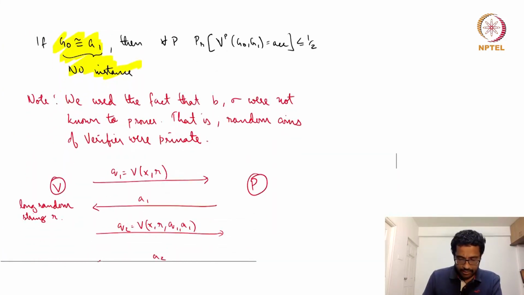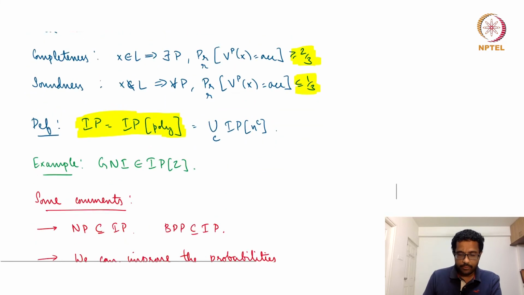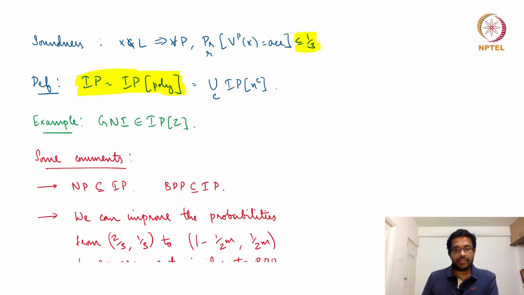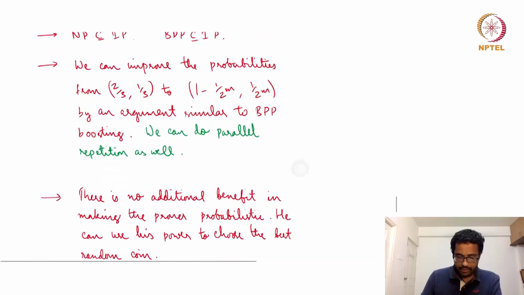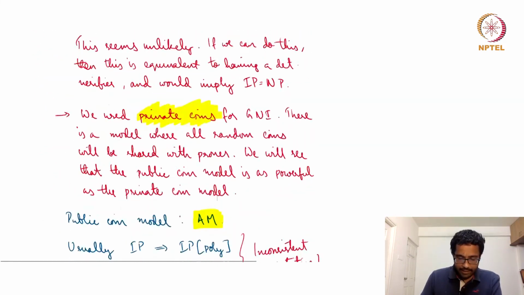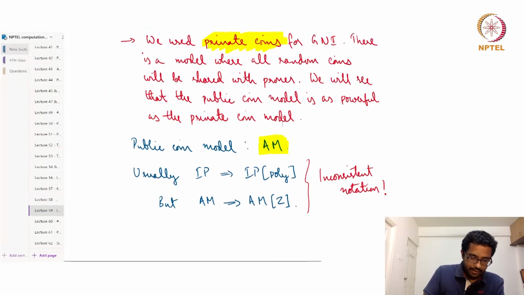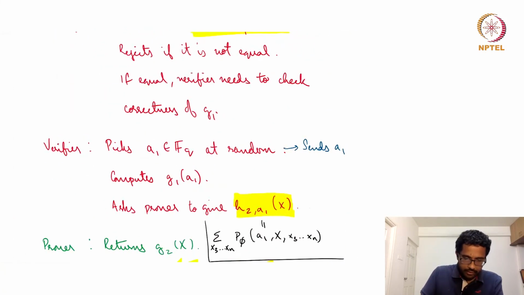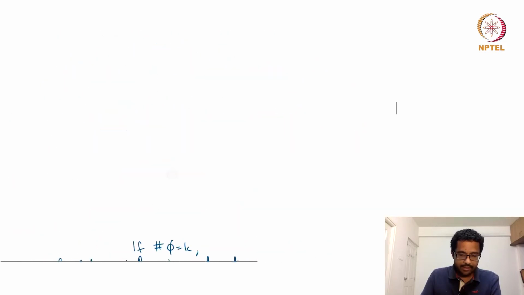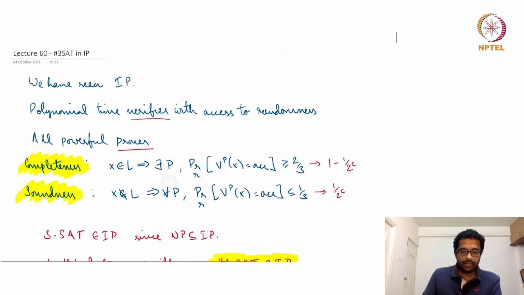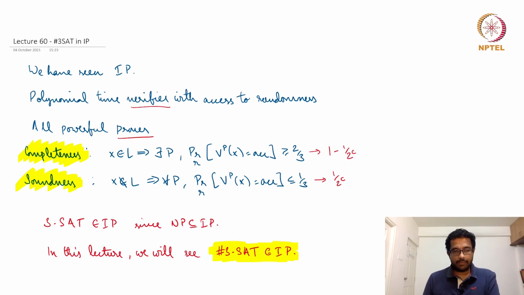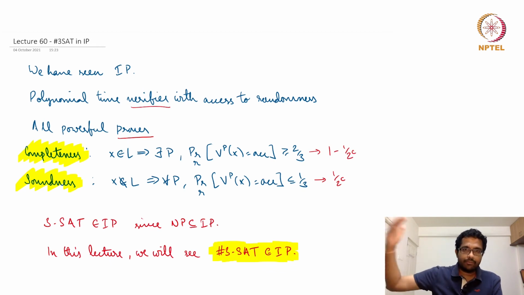Then we saw this graph non-isomorphism proof, which shows a problem in co-NP has an interactive proof in a private coin setting. Then we saw properties like completeness, soundness, and so on. We said that IP is contained in PSPACE, and we saw the proof that #3SAT is contained in IP, which is actually a #P-complete problem. So the power of interaction is way more than NP or co-NP or Sigma 2. #3SAT is much above that.